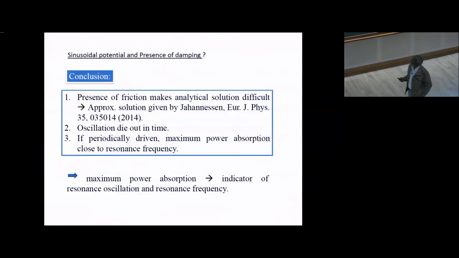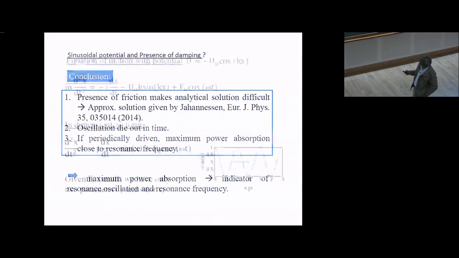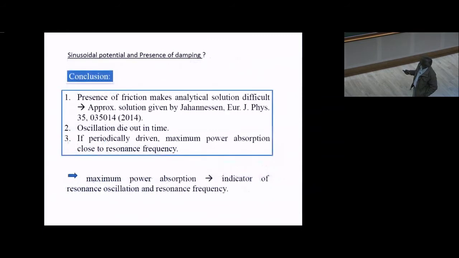Now, what is the conclusion? Remember, we are not taking any damping there. There's no damping at all. If you include damping, then obviously the amplitude goes down as it oscillates. These approximate solutions are, of course, given in the European Journal of Physics by Johannesson. Oscillations die out as they move in time.